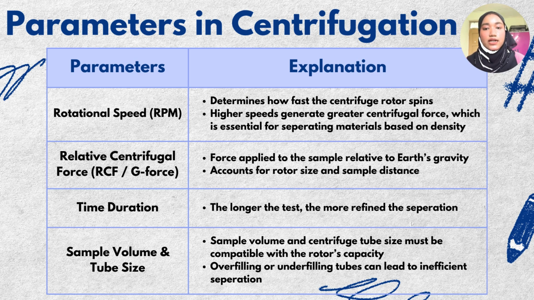The next one is relative centrifugal force, also known as G-force. RCF represents the force applied to the sample relative to Earth's gravity. RCF is a more meaningful parameter than rotational speed because it accounts for rotor size and sample distance. The next one is time duration. The longer the run, the finer the separation. And the last one is sample volume and tube size. Sample volume and centrifuge tube size must be compatible with the rotor's capacity, because overfilling or underfilling tubes can lead to inefficient separation.